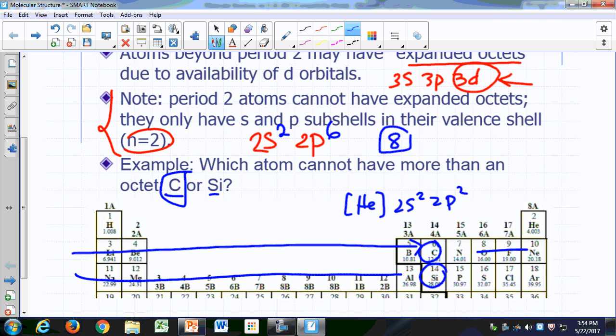Silicon, on the other hand, is in the third row. So the outermost shell of silicon can accommodate more electrons because of the 3d subshell.